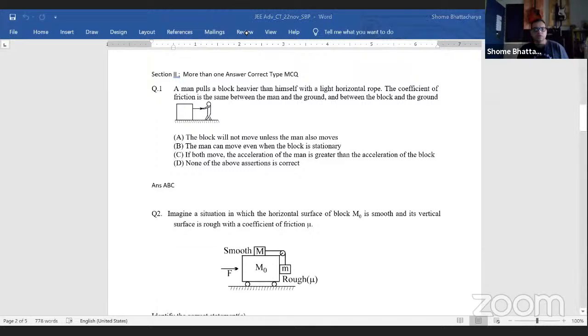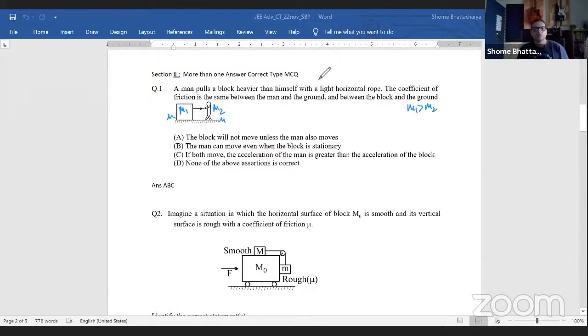Okay, Raj, you have a doubt in the first question. So see, what is happening here is the first one, the block is heavier than the man. Okay, so let's say the block's mass is m1, the man's mass is m2. So m1 is greater than m2. Okay, Samarth, we will come to the second one. Okay, and coefficient of friction is same for both of them.